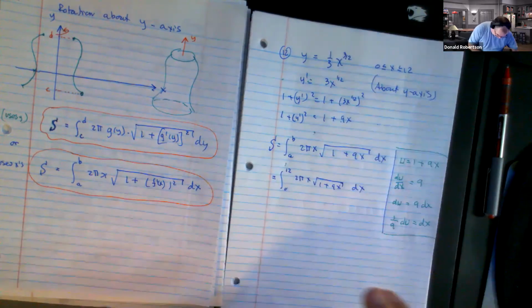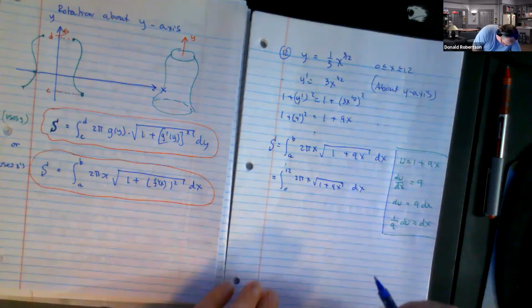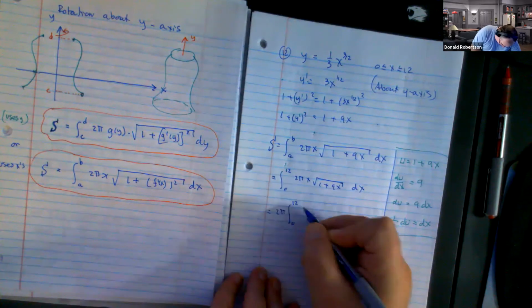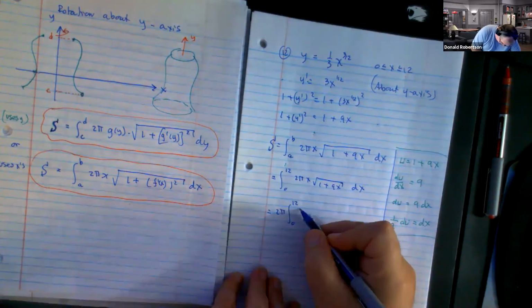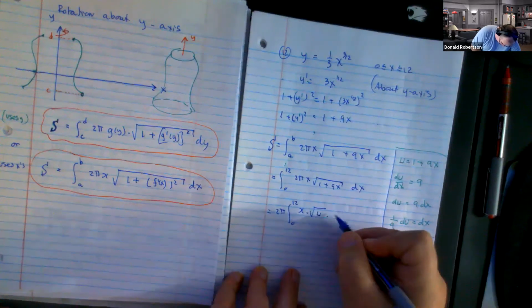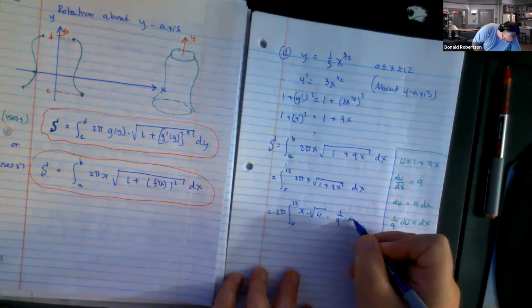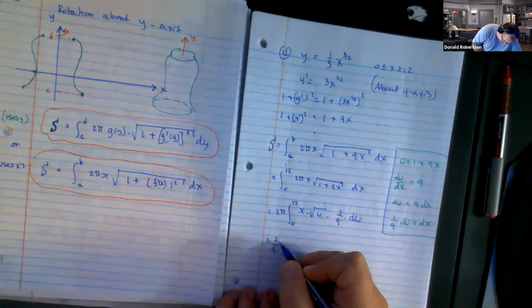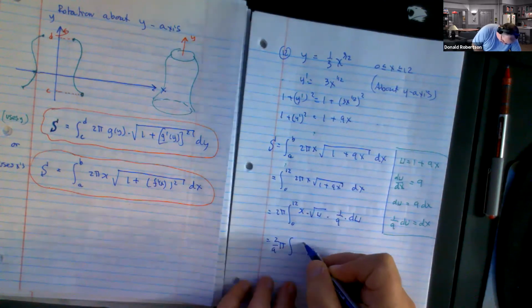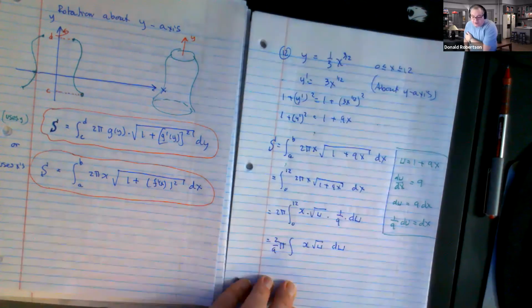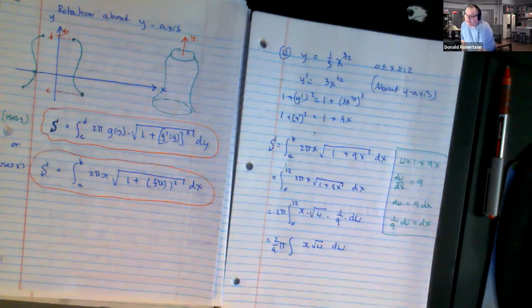So I have, well, let's stick the 2 pi out of the way. The integral from 0 to 12 of x, the square root of u, times 1/9 du. So I now have 2/9 pi, an integral, an x, a square root of u, and a du. That normally would be bad news, but it's not.